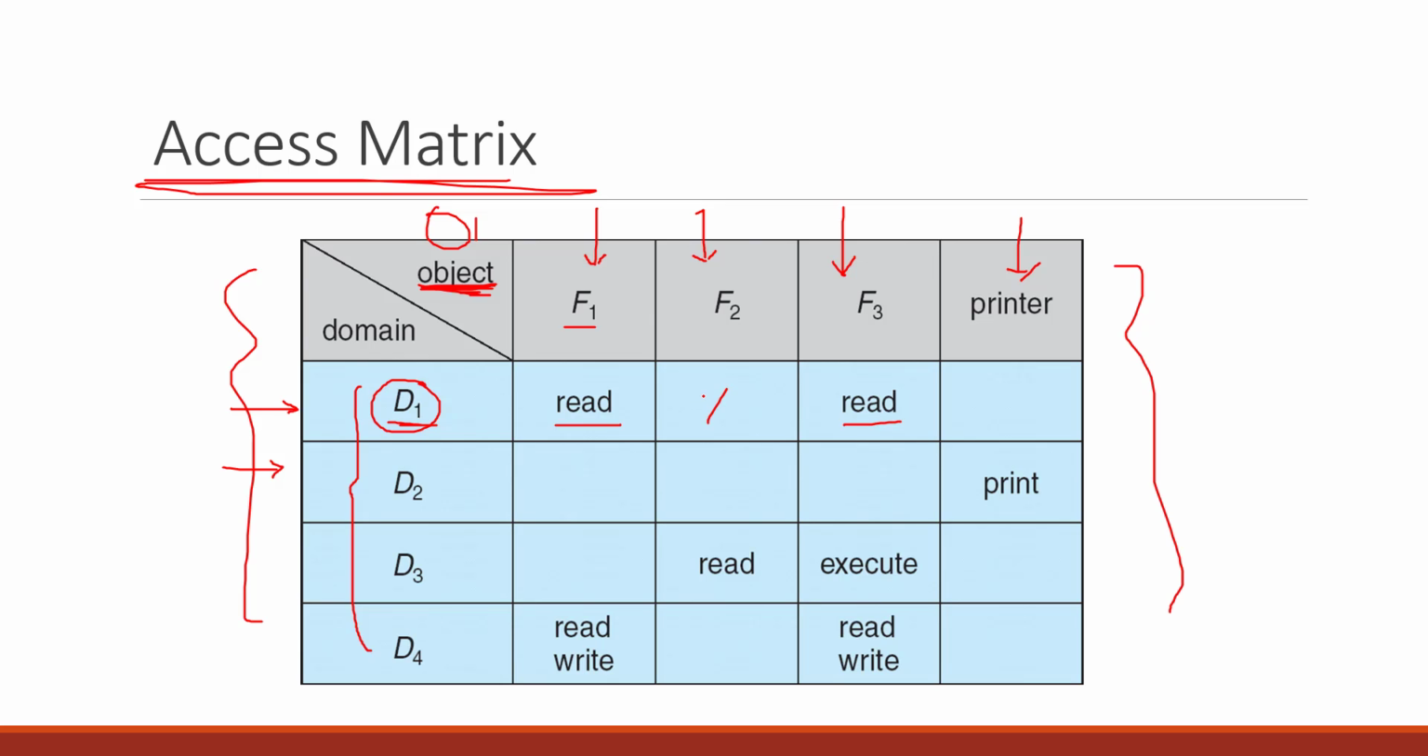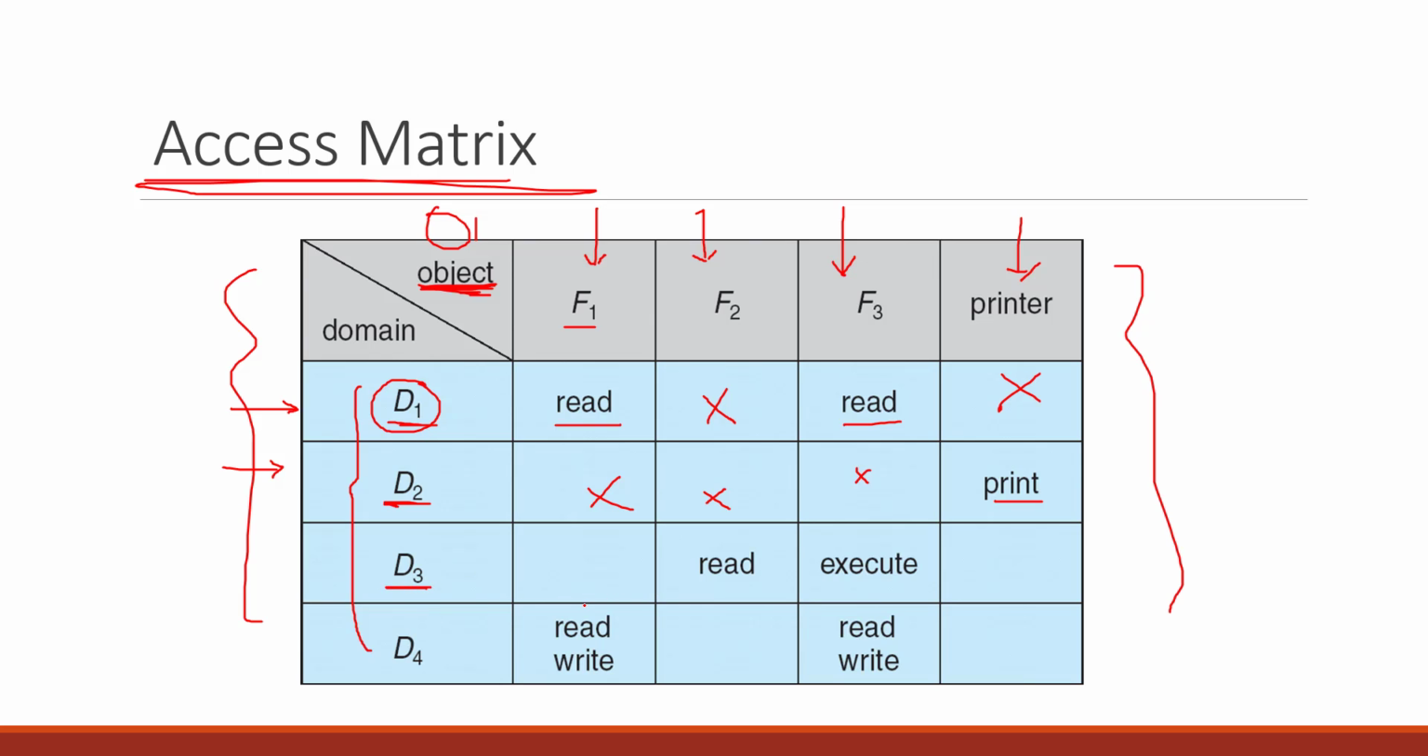It has no access to file 2, and it has no access to the printer as well. Similarly, if object 1 is in domain 2, it has no access to any files, but it can still print. I don't know what it's going to print, but it can still access the printer, right? Similarly, object 1 has access to domain 3.